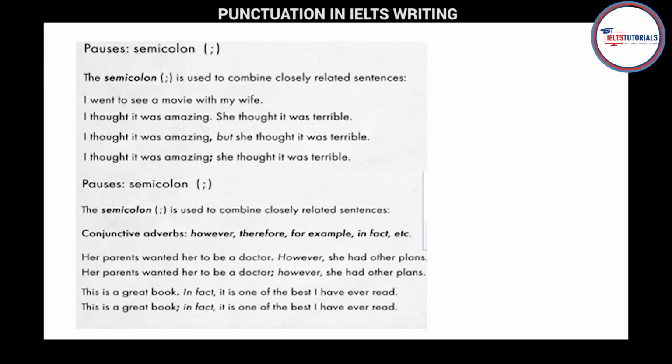I'm giving you the example. Let's see. For example, I went to see a movie with my wife. I thought it was amazing. She thought it was terrible. When you write in a simple connecting form, you will write, I thought it was amazing, but she thought it was terrible. So here you used a compound sentence.